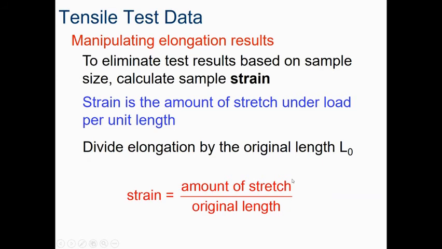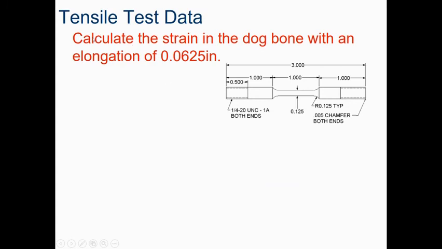The other term that we're going to be replacing is my change in length. We're going to introduce a new term, which is called strain. Strain, here in blue, is the amount of stretch under load per unit length. Here in red, strain is the amount of stretch divided by original length. Now here's my example. It says calculate the strain in the dog bone with an elongation of 0.0625 inches. My original test sample is going to be this smaller region here. We know it has a length of 1 inch.